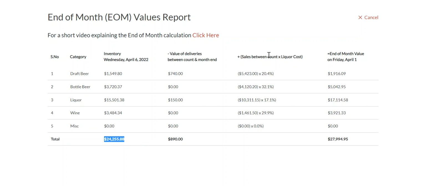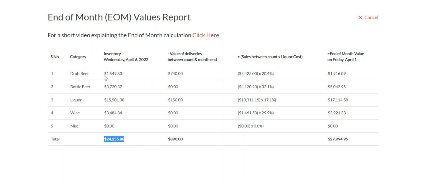The other thing that decreases it, obviously, is selling product. We don't know exactly what products you sold, but we can get a pretty accurate estimate of how many dollars were poured by multiplying your sales during the period by your liquor cost. So what we did here is we ran a special report between the 1st and the 6th. For instance, in the case of draft beer, we had $5,400 in sales. Because we know that the most recent liquor cost was 20.4%, we can figure out that 20.4% of that was how many dollars of draft beer was used.